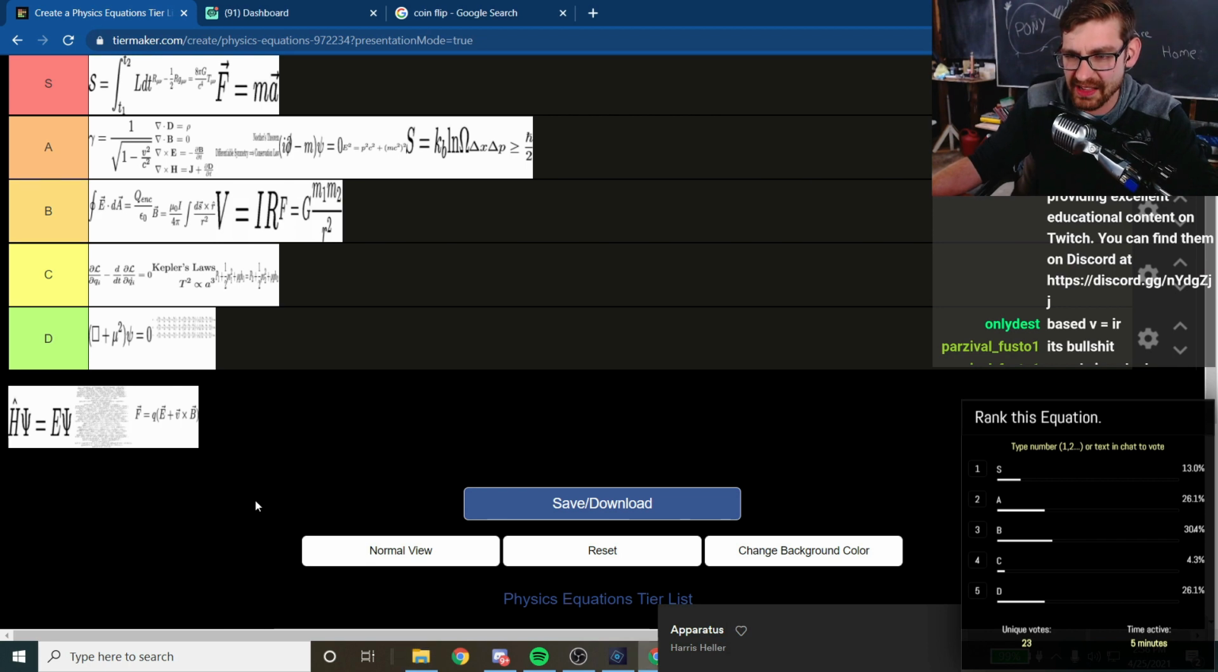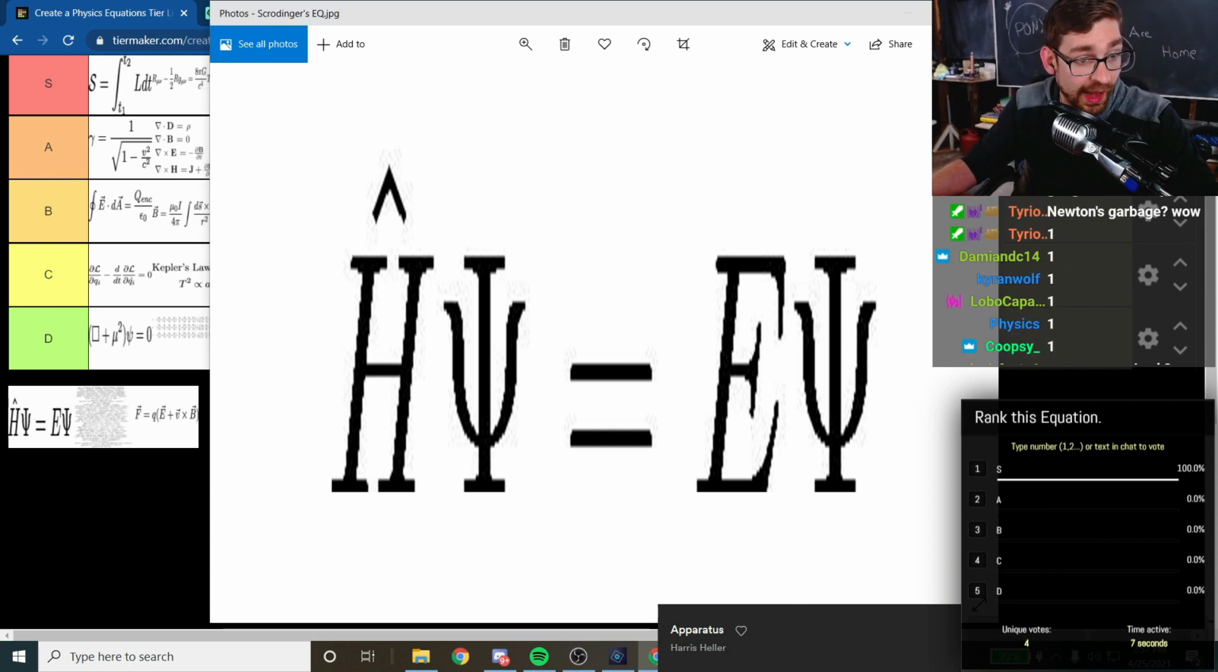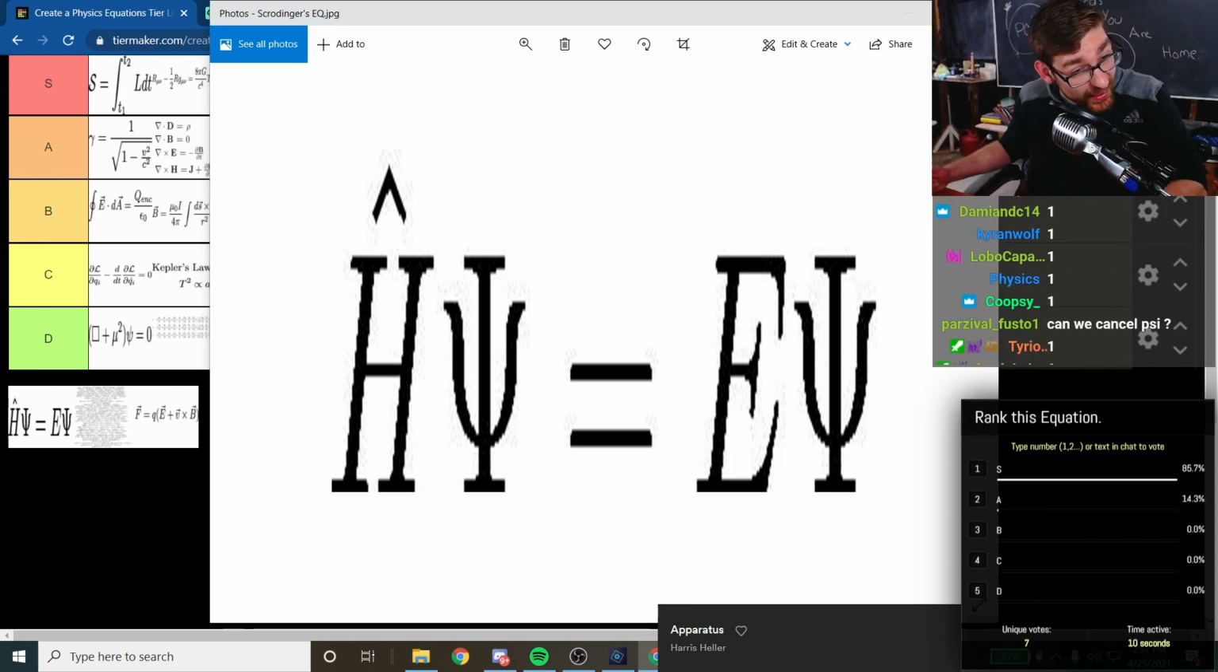Anyways, next up, we got a couple left. Schrodinger's equation. Here we go. We've seen different variations of this, and this is including both time independent and time dependent. Wow. Right into S tier. The Schrodinger's equation. Justin, wait, what's going on? Everybody stop.